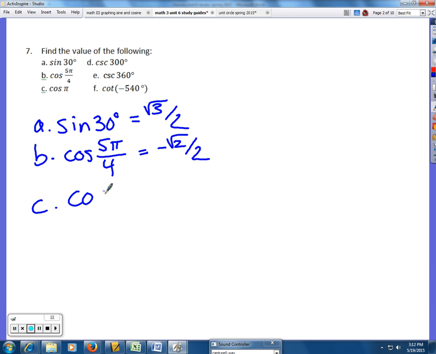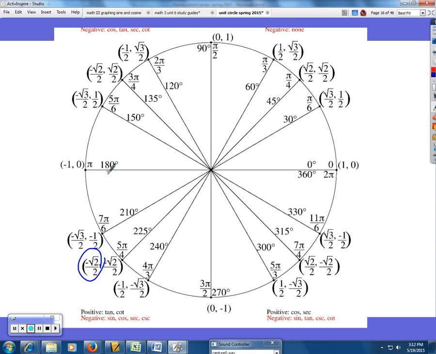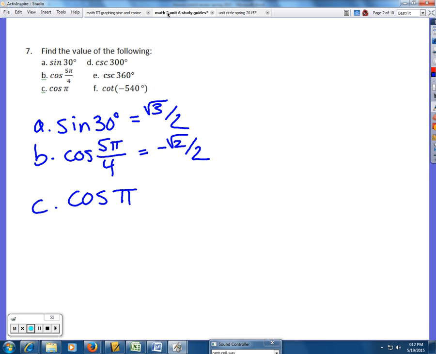Cosine of pi. So back to the unit circle, pi, cosine, x value, negative 1. So the value of the cosine of pi is negative 1. D, cosecant of 300 degrees.